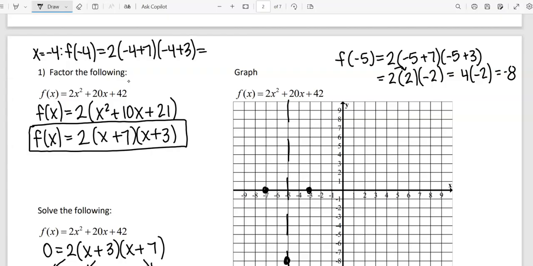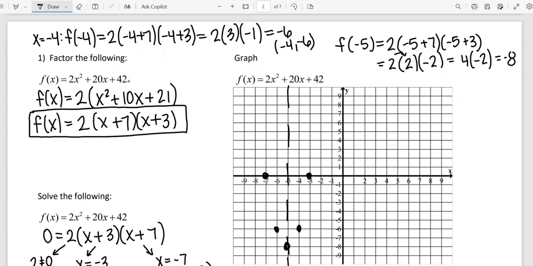Are you following? Yes? 2 times, what's negative 4 plus 7? 3. What's negative 4 plus 3? Negative 1. What do you get when you multiply all those together? Negative 6. So that tells me the point negative 4, negative 6 is on my graph. And then that's 5 points. That's enough.